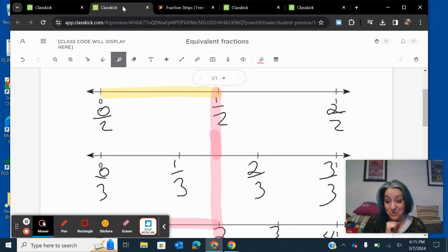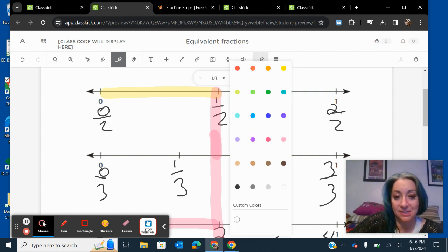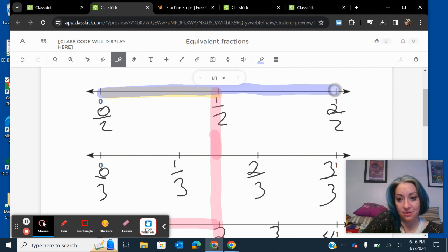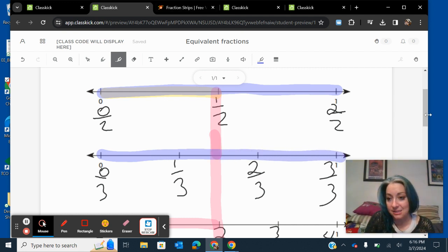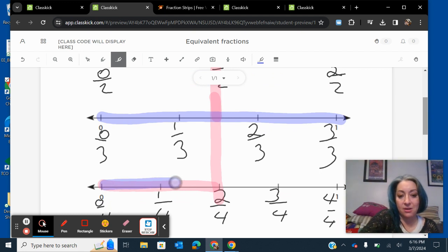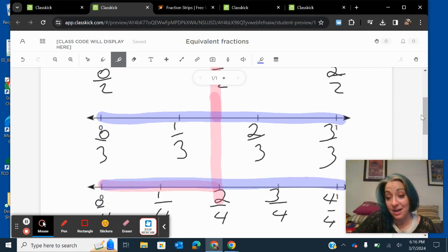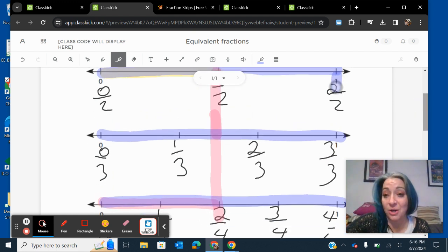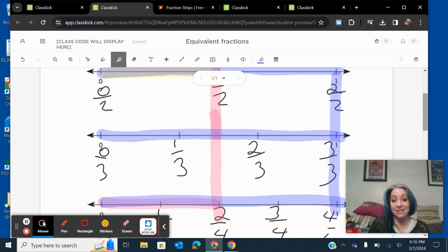You want to see something else kind of cool? There are some equivalent fractions here. So watch this. I'm going to use a different color. This distance to get from 0 to the end, or 2 out of 2, it is this distance to get from 0 to 3 out of 3. And it is this distance to get from 0 to 4 out of 4. Guess what? 2 out of 2, 3 out of 3, and 4 out of 4, those are all equivalent fractions. Those are all equivalent to 1 whole. 100 out of 100, also equivalent to 1 whole. So that's another way that you can look at it.